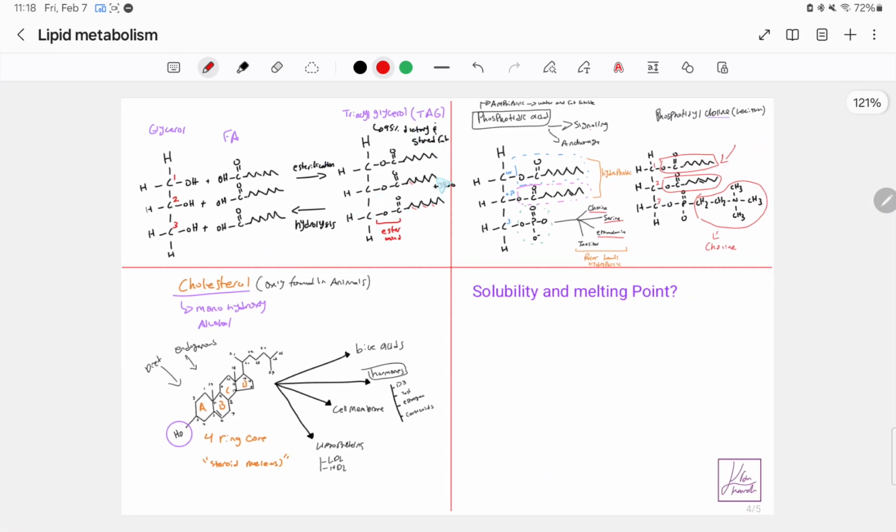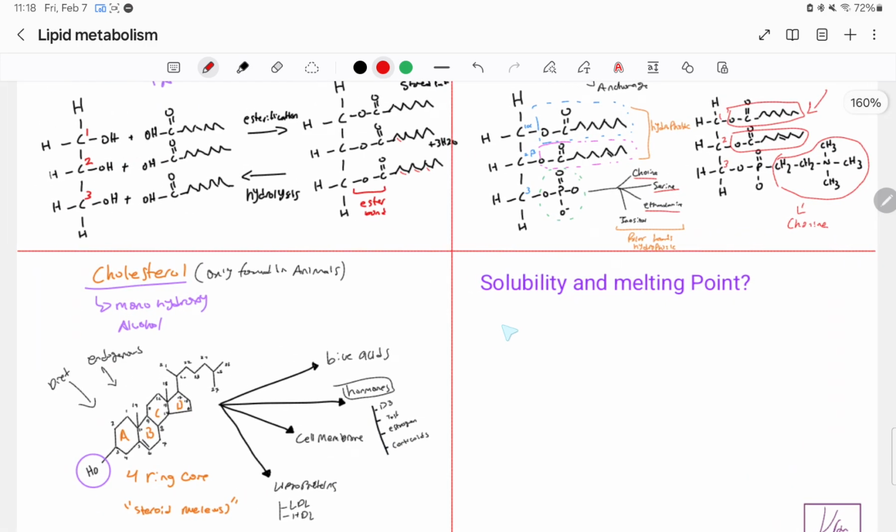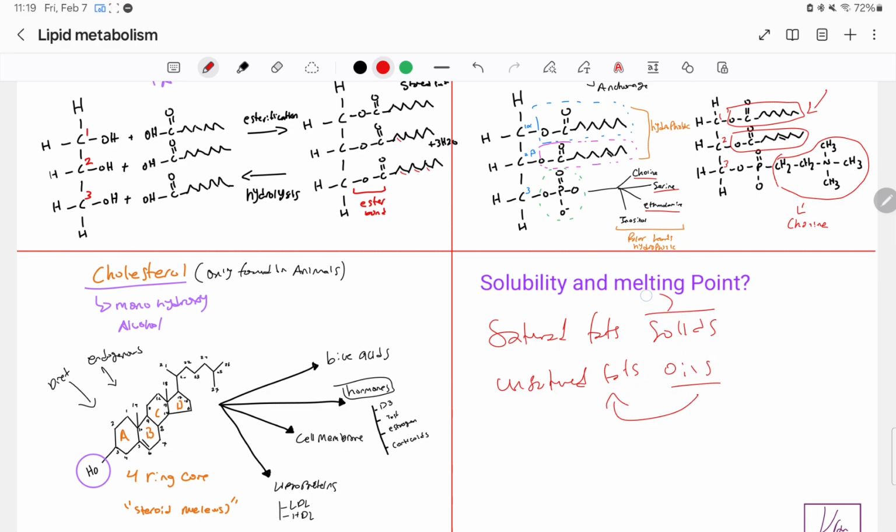And this brings me to the point of solubility and melting points. You guys have seen most saturated fats are going to be solids, and most unsaturated fats are liquids like oils. And oils, like I said, have a lot of unsaturated fats in them, like a lot of PUFAs and MUFAs, mostly PUFAs. Solids, things like butter, are very saturated. They have a lot of saturated fat in them. But what determines this melting point? What determines the solubility? Great question.